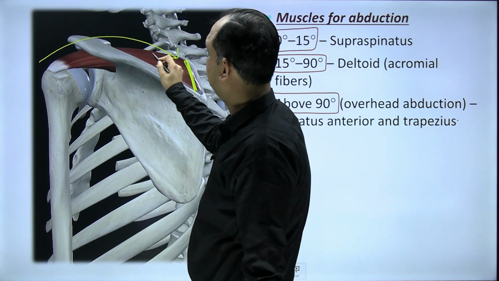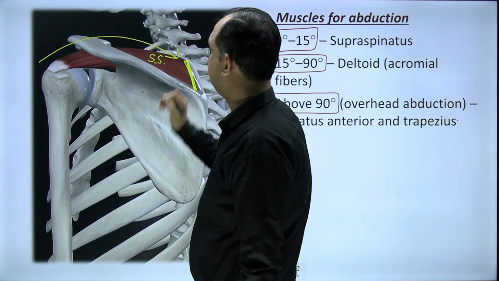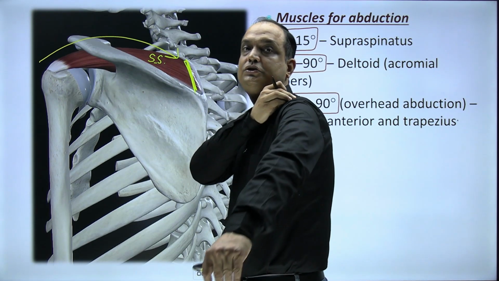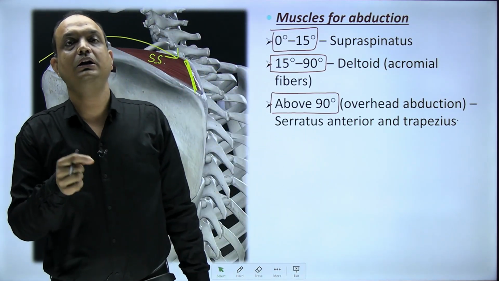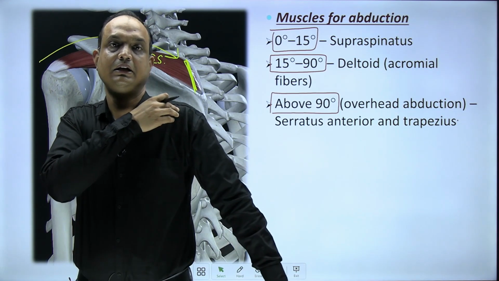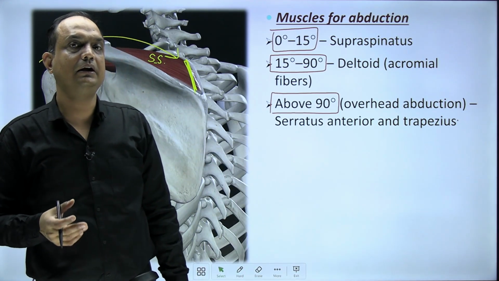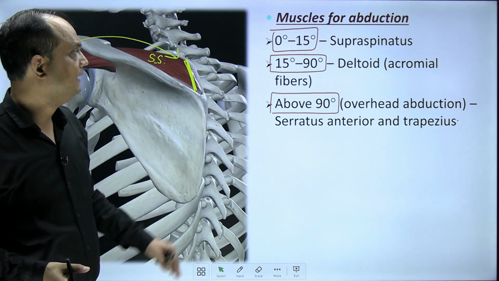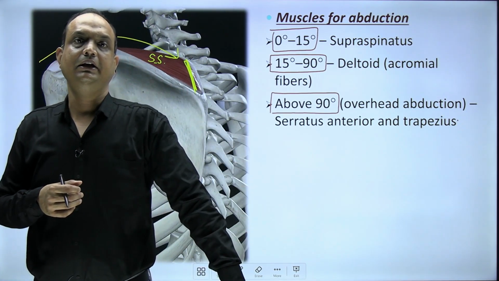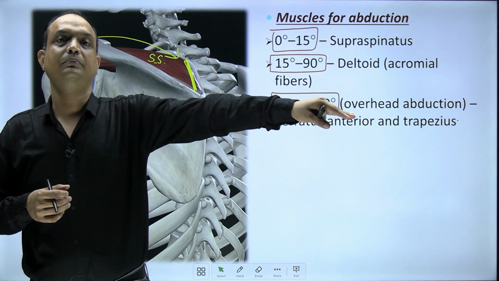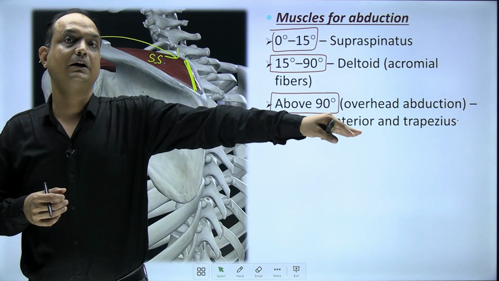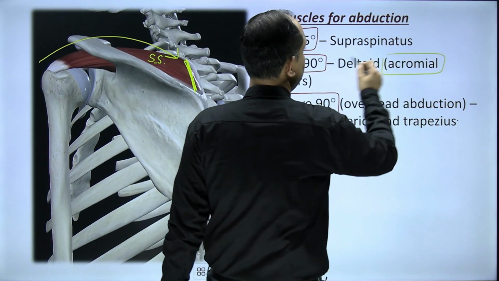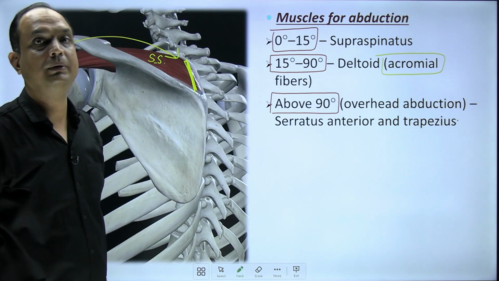So this is the supraspinatus muscle, and it is responsible for the initiation of abduction, but only for the first 15 degrees. So it is a very important muscle and it is known as the prime mover for abduction. Now after the 15 degrees, the 15 to 90 degree part of the abduction is carried out by the middle fibers of the deltoid, which are known as acromial fibers.